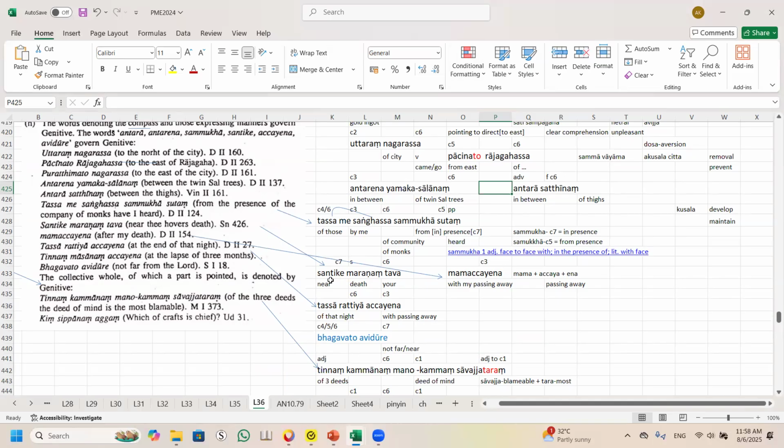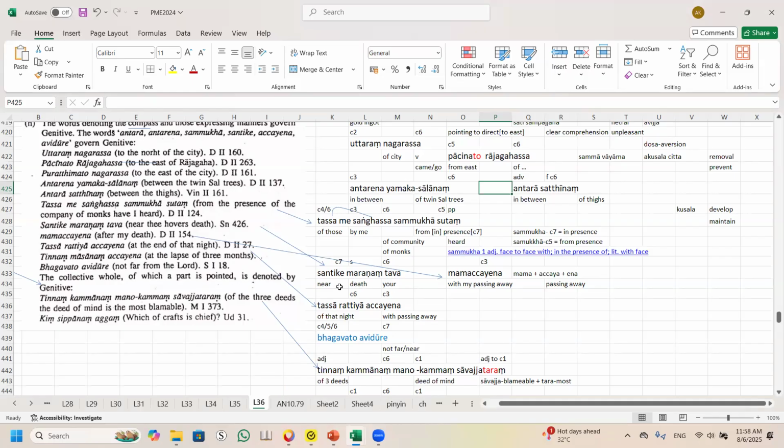Okay, we are done. Okay, Santike Maranang Tawa. So this one, Santike, that means this is a locative. Maranang is a neuter noun. A neuter noun can be a subject and an object. So in this case, it should be a subject. So here, if you look, this is a subject.